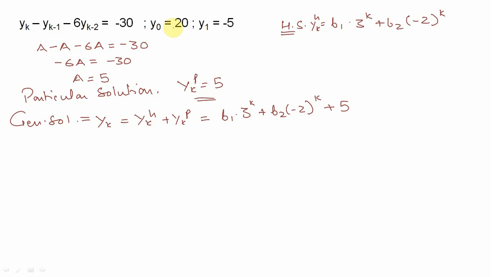Now we are going to use the initial values, y0 is equal to 20 and y1 is equal to minus 5. So 20 is equal to, I'll put k is equal to 0.